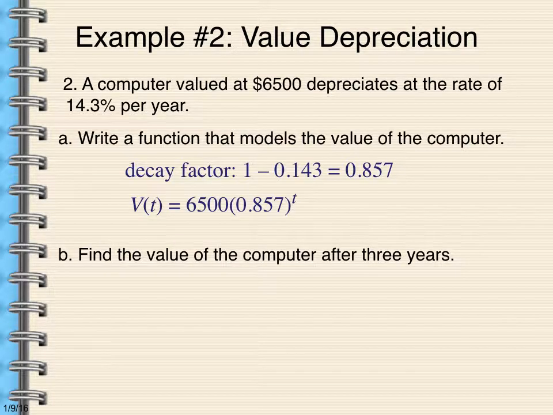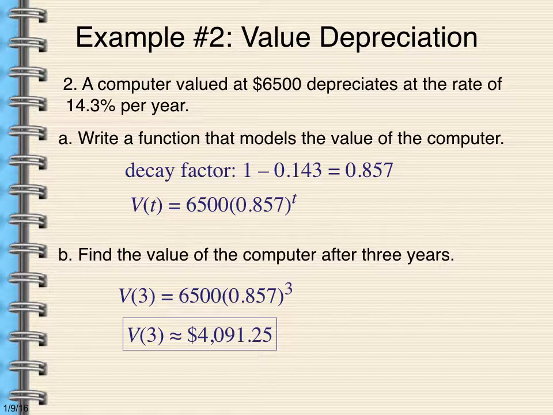So our formula is the value after t years is $6,500, which was the initial value, times 0.857 raised to the t power. After 3 years, we just want to find v of 3. Using a calculator, we get the value after 3 years has dropped to about $4,091.25.